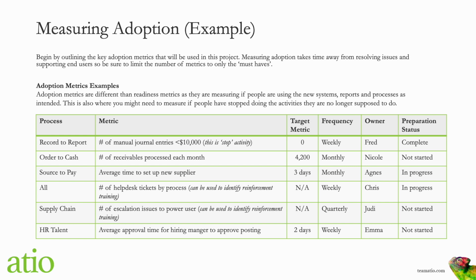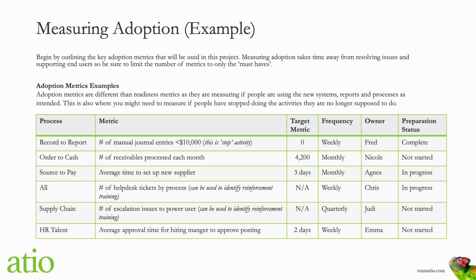All the other metrics here have a target metric of what we are trying to get to. If you look on the second line, the number of receivables processed each month, that's a target metric based on what was happening in the legacy system, so that you know that people are actually processing receivables in the system at a similar rate to what was happening before the go-live.